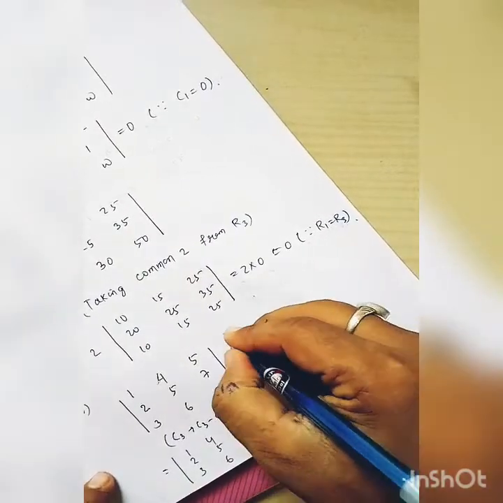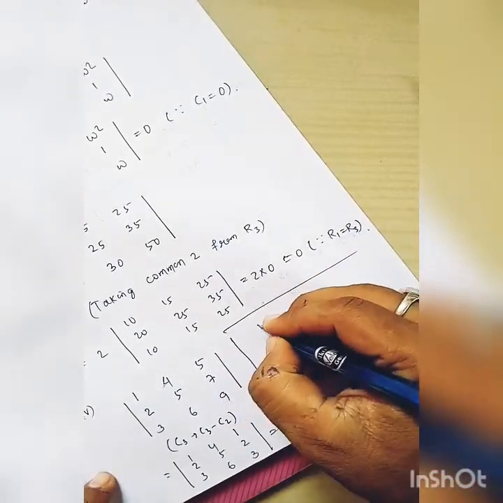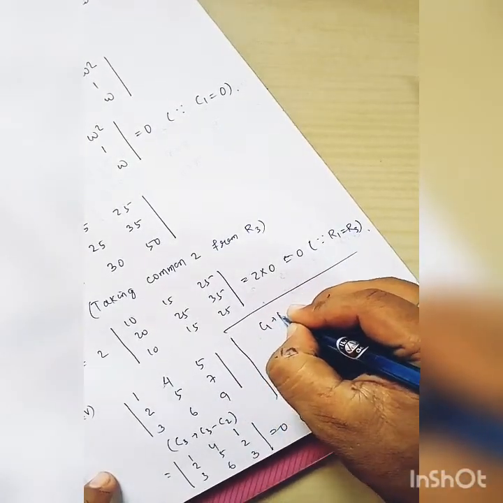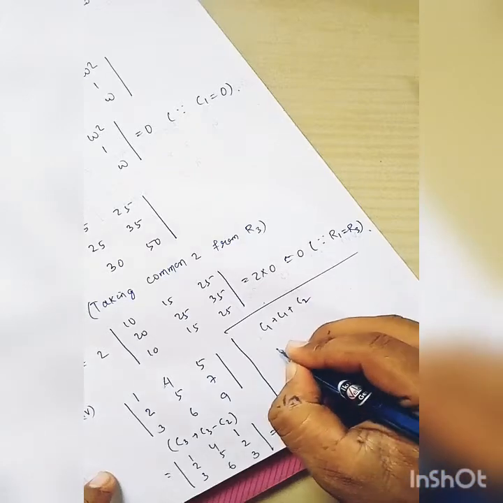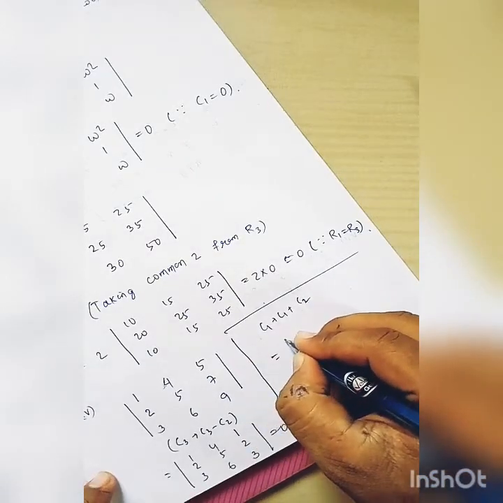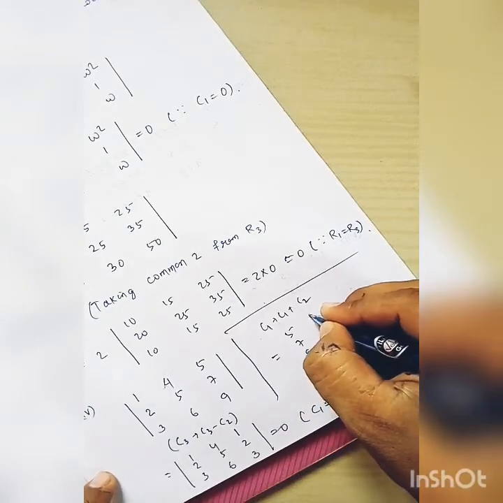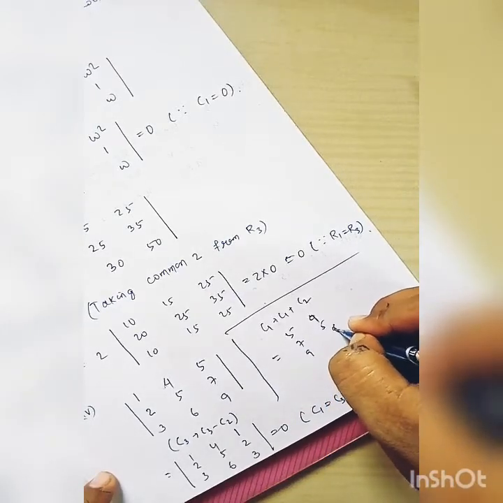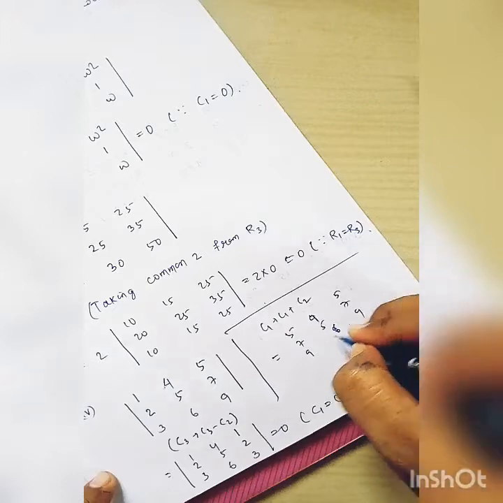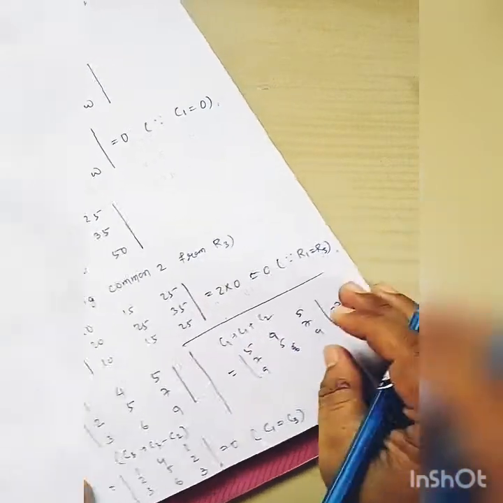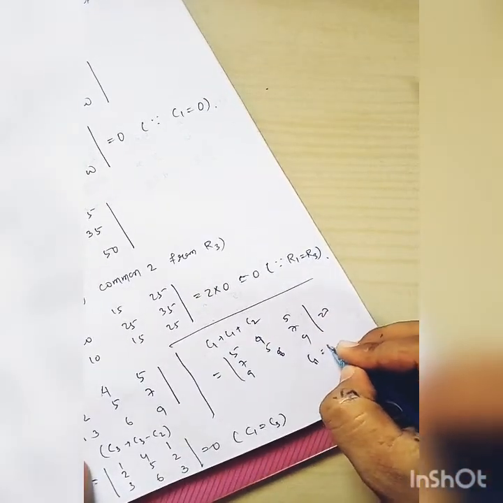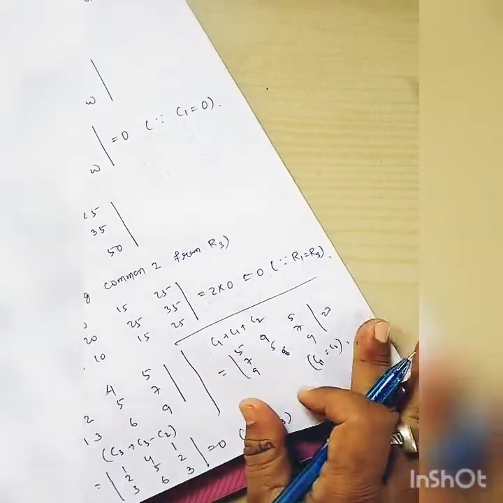You can also use the property this way. Column 1 is replaced by column 1 plus column 2. By using this property, we can write 5, 7, 9. Sorry, 4, 5, 6, 5, 7, 9. Now this is equal to 0 as column 1 and column 3 are identical.